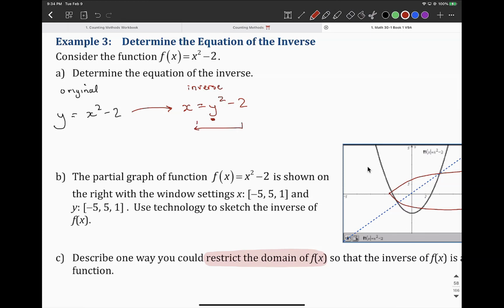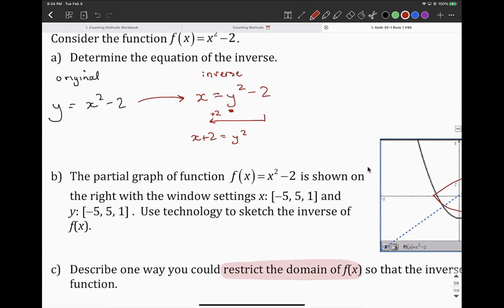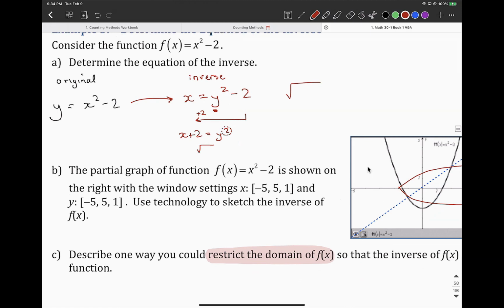And so as I start rearranging this equation, I get to a really important moment. Now, very, very commonly in the classroom, this is just bound to happen. A lot of people say, well, I got to get rid of that squared, so I get a square root, and therefore I get the equation square root of x plus 2 is equal to y.